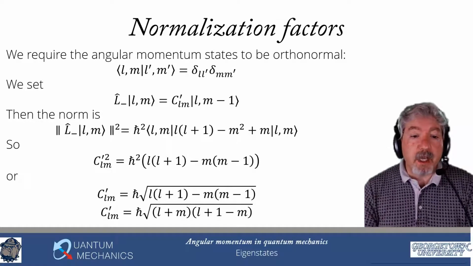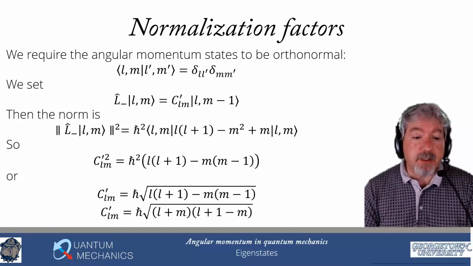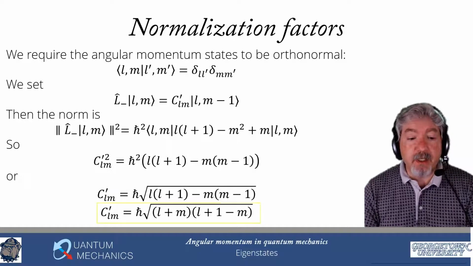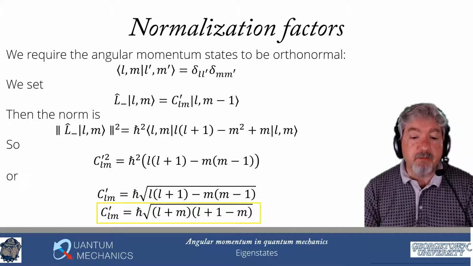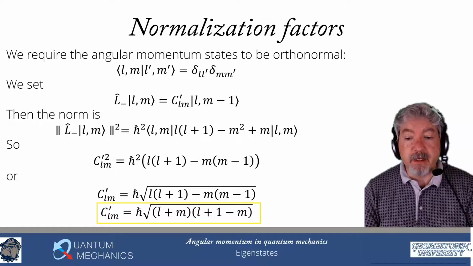And what you get after you evaluate those eigenvalues, we take the square root. And then we recognize that we do this factoring. And we get in the end that C prime LM is equal to H bar square root of L plus M times L plus 1 minus M.